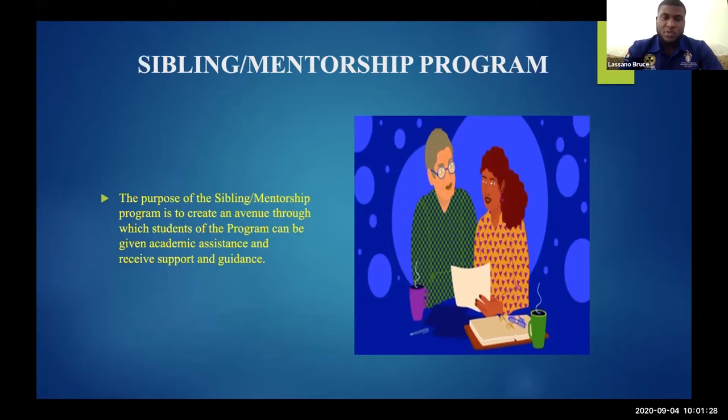The mentorship program is a program that you would have to apply for. With the sibling initiative, siblings are automatic. So once you're a student of SMRT, you will be given a sibling who will offer academic assistance. However, with the mentorship program, you will have to be a mentee, and your mentors will be from higher year groups as well, and persons from the staff who are willing to offer support.